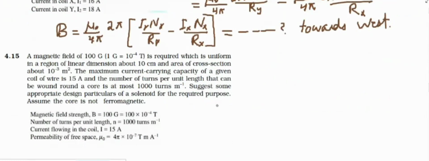Now, question 15. The magnetic field 100 gauss is required, which is uniform in a region of linear dimensions about 10 centimeter and area of cross section about 10 power minus 3 meter square. The maximum current carrying capacity of the given coil of wire is 15 ampere. I max is given 15 ampere. And the number of turns per unit length that can be wound round a core is at most 1000 turns per meter. Means maximum number of turns per unit length is 1000. Suggest some appropriate design particulars of a solenoid.